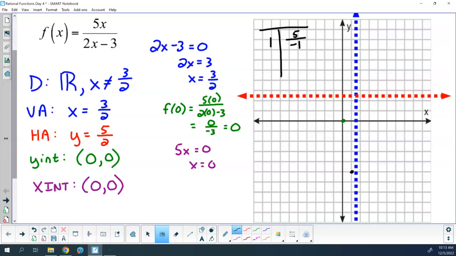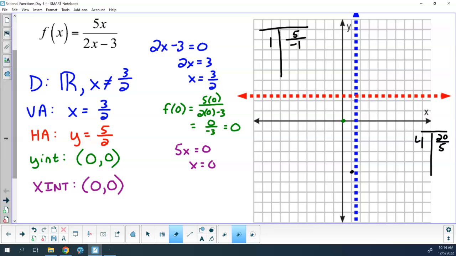Okay. 4 is a nice one. On top, we've got 20. On the bottom, we've got 2 times 4 is 8, minus 3 is 5. 20 divided by 5 is 4. Oops, we went the wrong way. That's all right. I wanted to go negative 4. Come over here, get that one. 4 is 20 over 5. I forgot the negative sign. Screwed myself up.